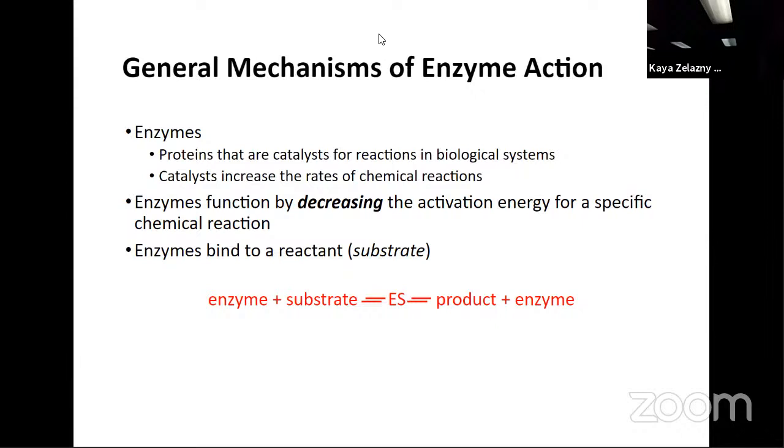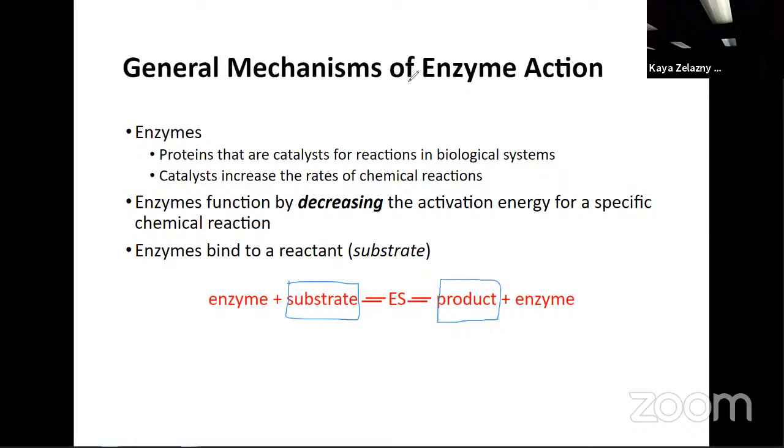So if we have a chemical reaction, right? The basic part is that we have something going into it. In a normal chemical reaction, we think about this as our reactant. We're creating a product.